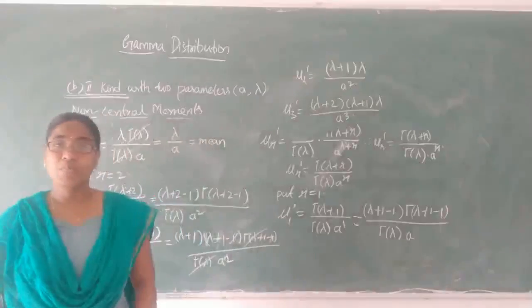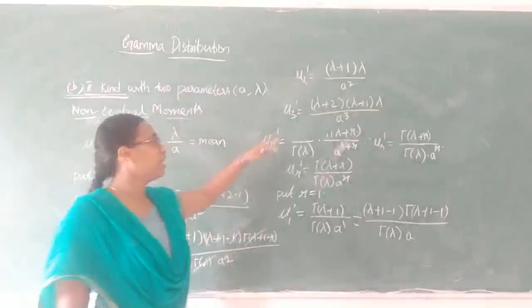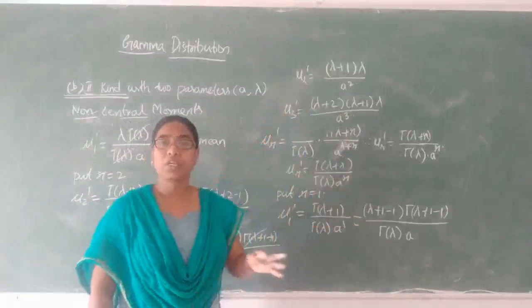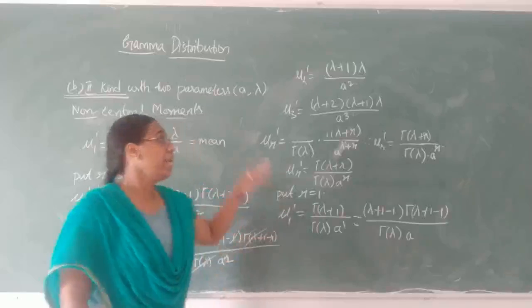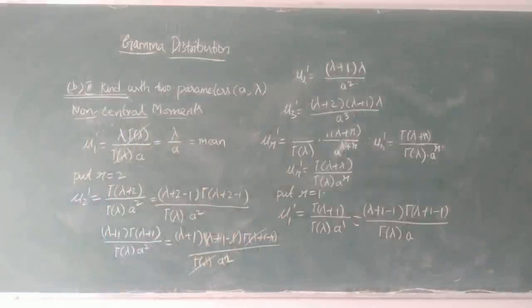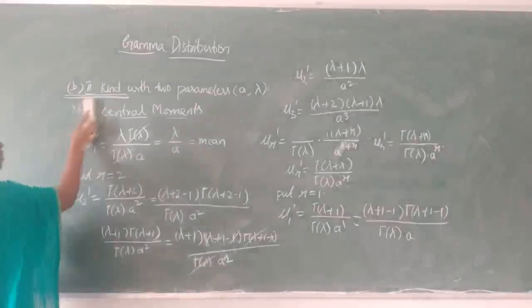Similarly, what is the mu4 dash value we are going to get? Lambda plus 3 into lambda plus 2 into lambda plus 1 into lambda divided by a power 4. So find all the non-central moments. So after finding non-central moments, next we find the central moments.